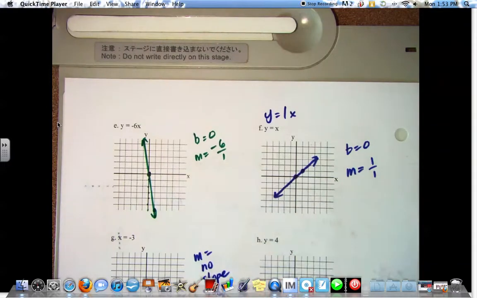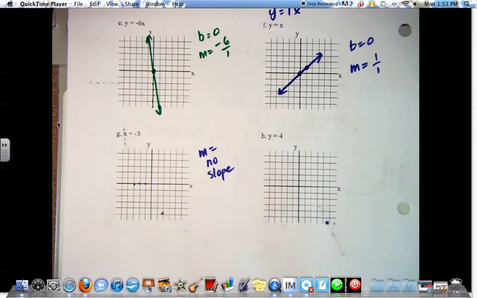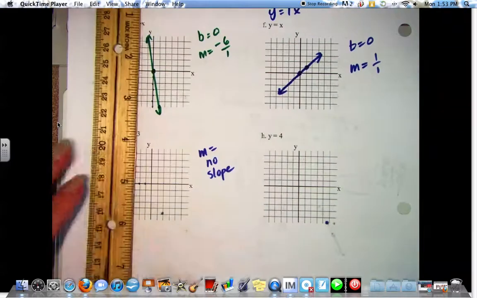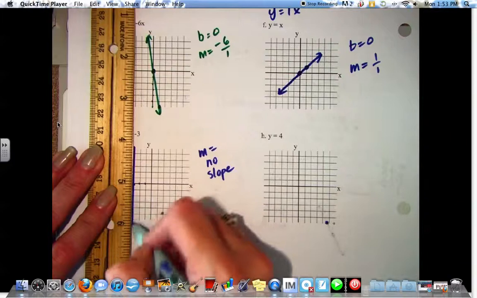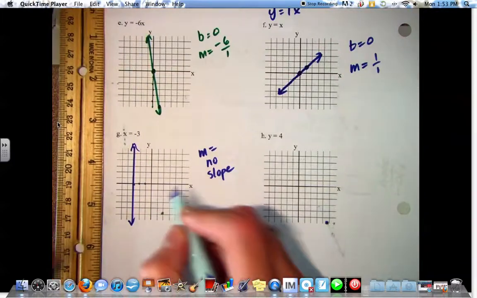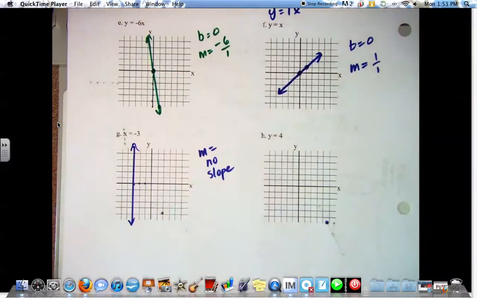So we need to go to where x equals -3. Does it have a y-intercept? No, because it doesn't have a slope. Does it ever hit the y-axis? No. Got it.